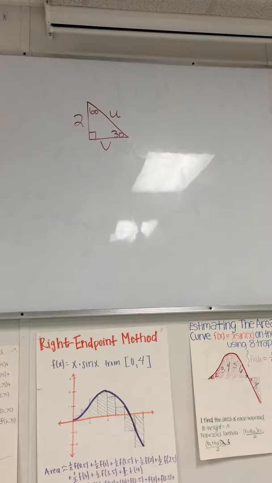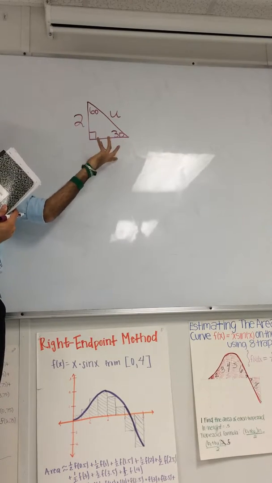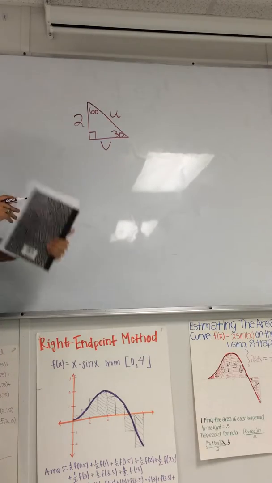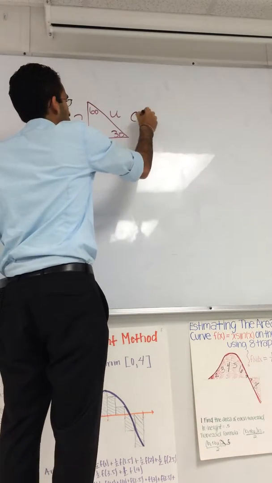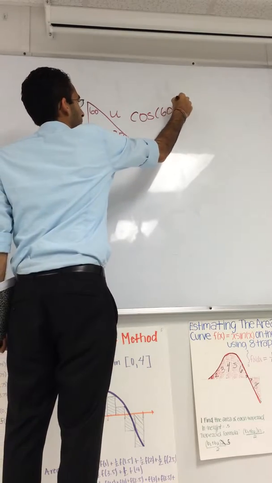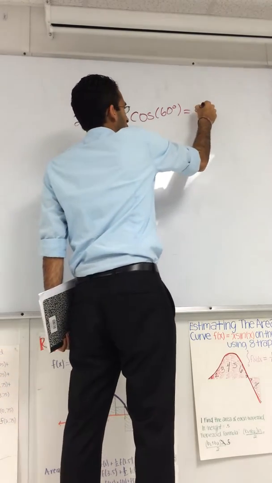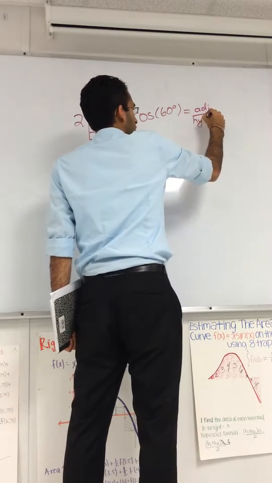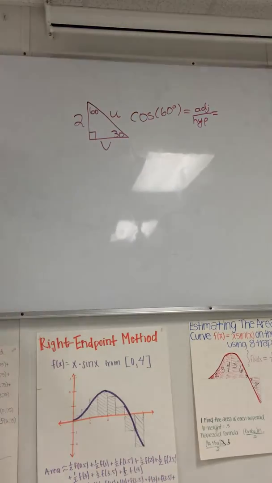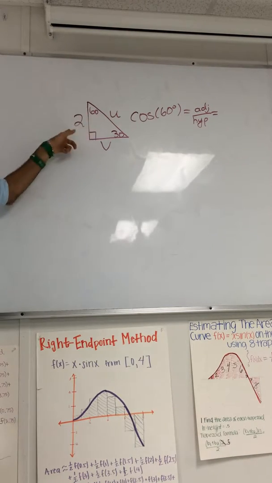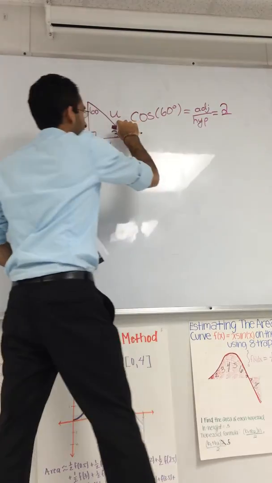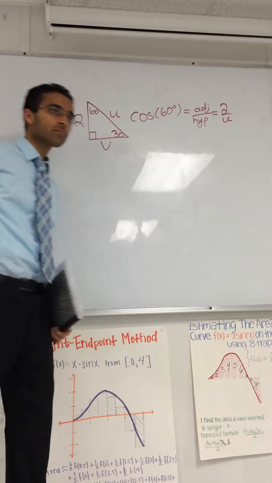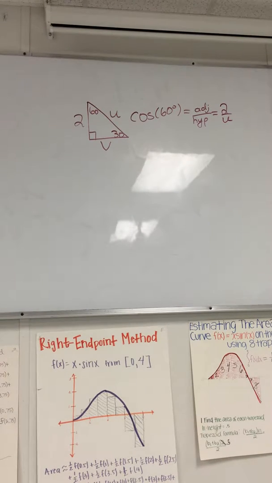So here's what I'm noticing right away. If somebody said to me, think about this, folks, in this triangle, what is the cosine of 60 degrees? I would write this. Cosine of 60 degrees is equal to adjacent over hypotenuse. The adjacent side is 2 and the hypotenuse is u. So cosine of 60 is 2 over u.